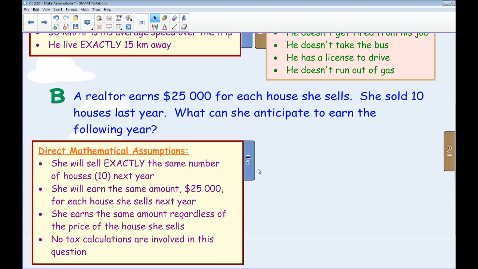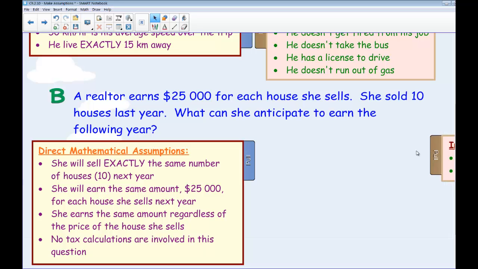That she earns the same amount regardless of how many houses she sells. In this case, she's selling 10 anyway, but we're assuming that it's exactly that 10. And also that calculations of tax aren't necessary in this question, so we don't need to bother with any kind of sales taxes or income taxes or any of those kind of calculations as well.